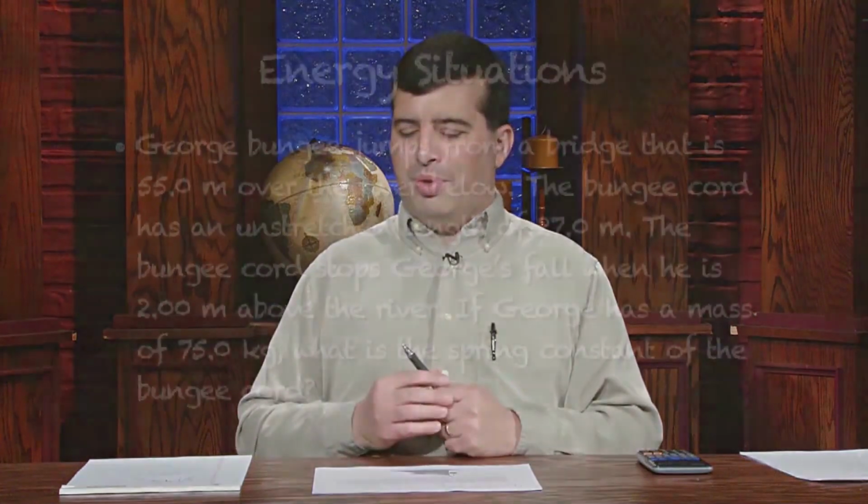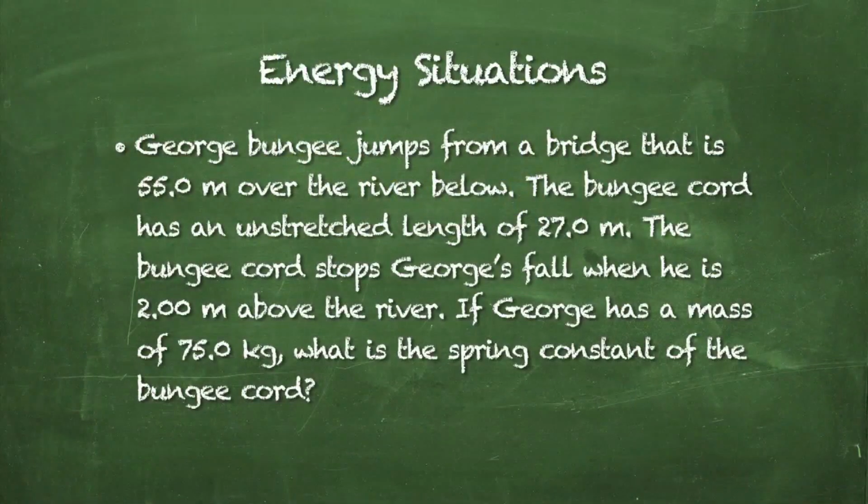Okay, let's work one more example. George bungee jumps from a bridge that is 55 meters over the river below. The bungee cord has an unstretched length of 27 meters. The bungee cord stops George's fall when he is 2 meters above the river. If George has a mass of 75 kilograms, what is the spring constant of the bungee cord?